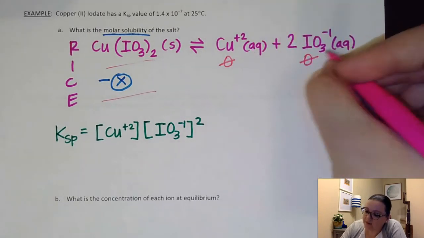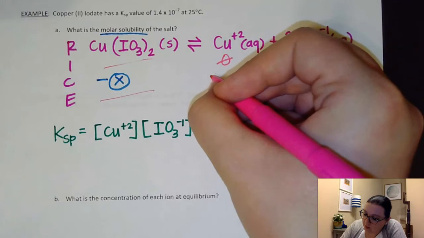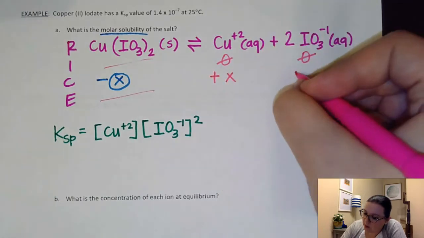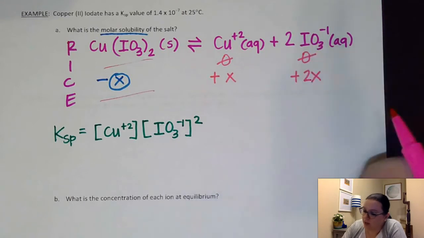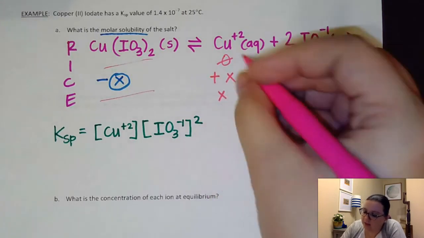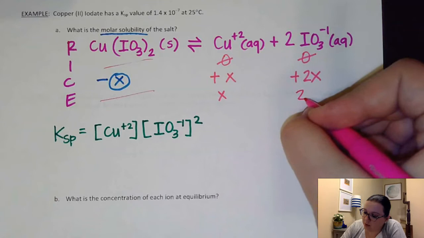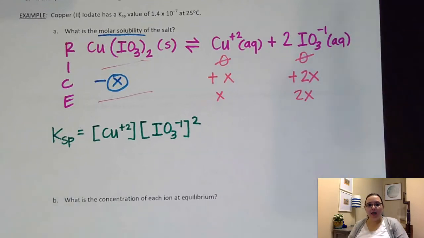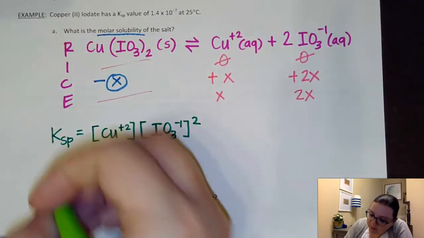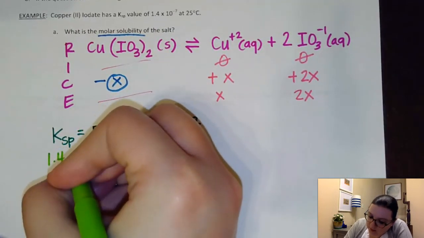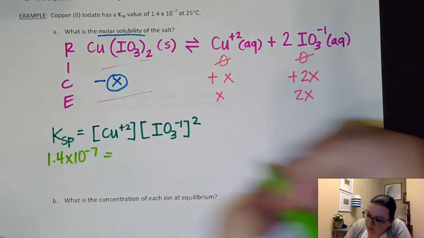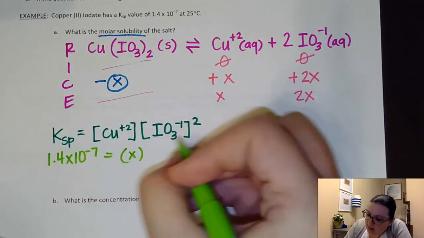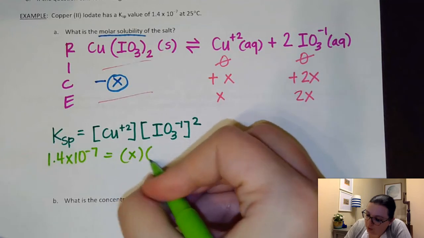I know these start off at 0. I know this is going to go up by some x. This is going to go up by some 2x because of the coefficients here. So at equilibrium, I'm going to have x of the copper and 2x of the iodate. And now I'm going to use that to plug into Ksp. They told me the Ksp value was 1.4 times 10 to the negative 7th. The copper is x. The IO3 negative 1 is 2x.